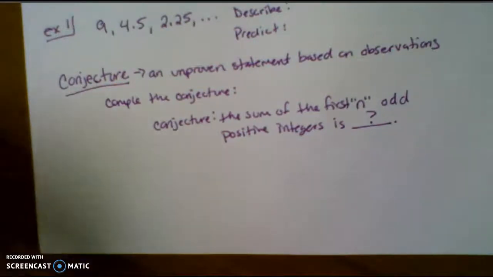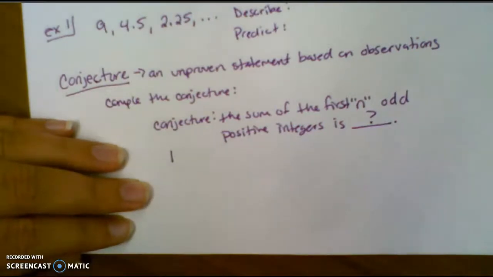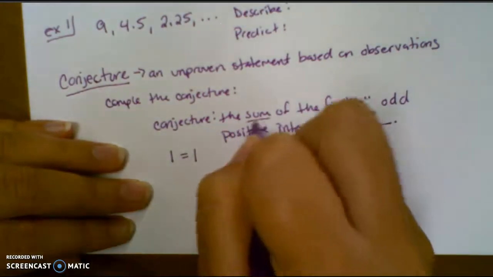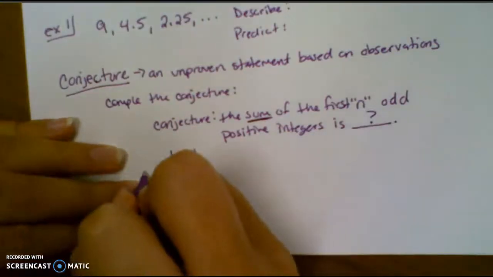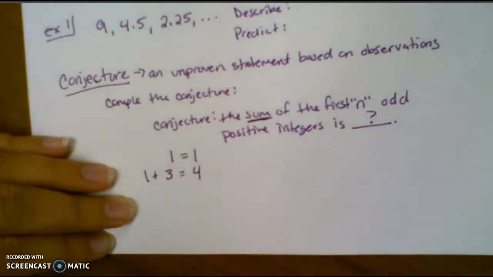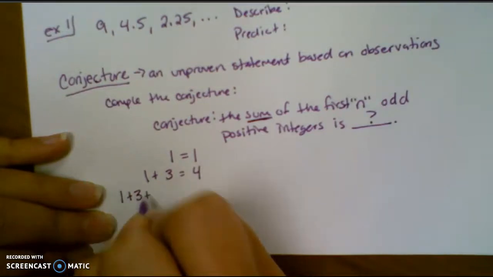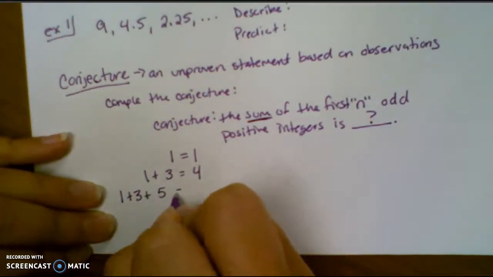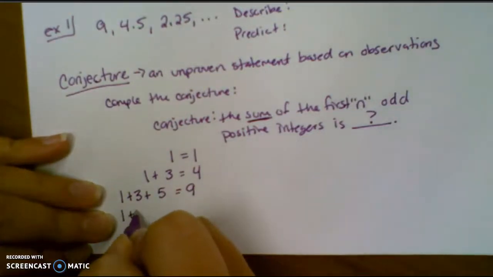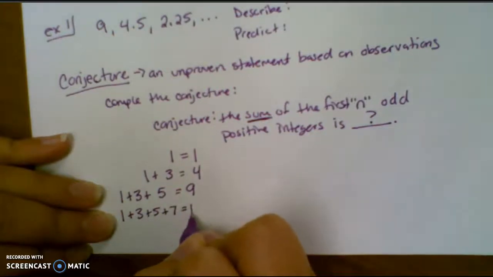So the first thing that I would do as soon as you have a conjecture, we need to figure out what that conjecture looks like. So we're going to write down some examples. The first odd number that I think of is 1. Well, 1 equals 1. The sum would be adding. So now I'm going to take 1 plus the next odd number, which is 3, equals 4. I'm going to do it again. 1 plus 3 plus my next odd number would be 5 equals 9. And one more. 1 plus 3 plus 5 plus my next odd number is 7 equals 16.